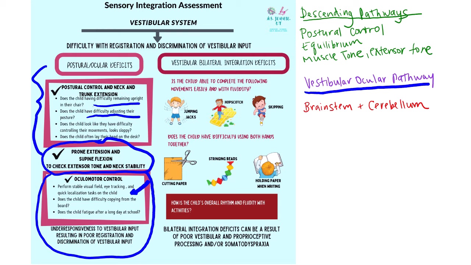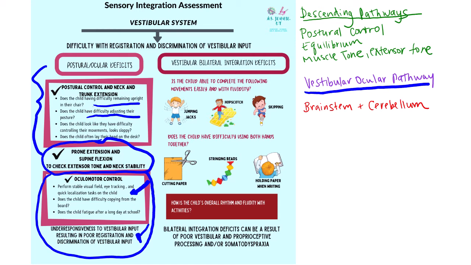And usually kids that have difficulty with eye tracking are fatigued after a long school day, because they've been using their eyes to do so many functional tasks, because schools require a lot of copying and doing paper and pencil work, all of that. So they usually are tired at the end of the day. So all of these items are really an under-responsiveness to vestibular input, which results in poor registration and discrimination of the vestibular input, which causes these difficulties.